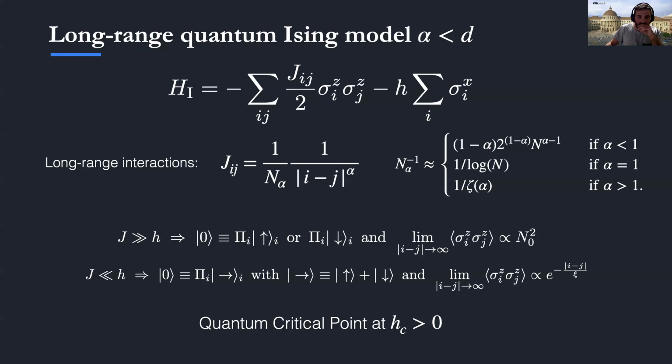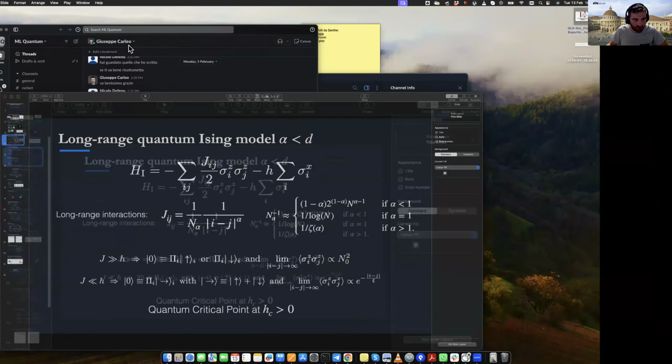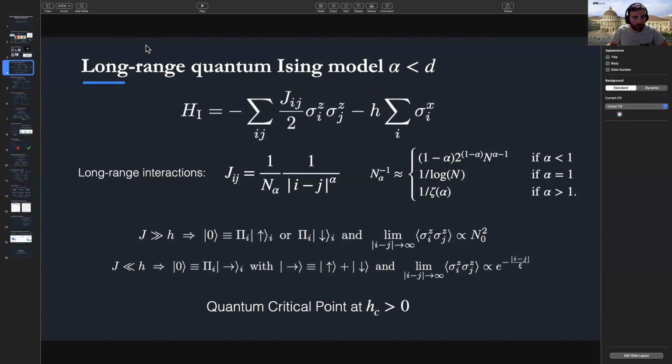So, as I said in the title, basically my interest is to build an effective theory for long-range interactions. I don't know why the cursor doesn't work. Maybe it's better to do it in this way.